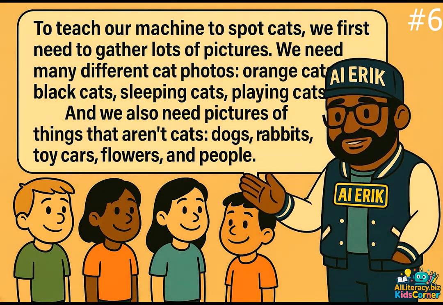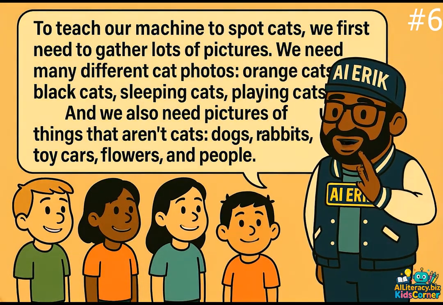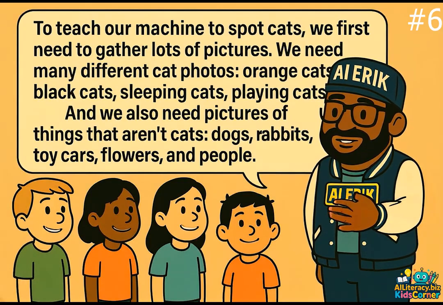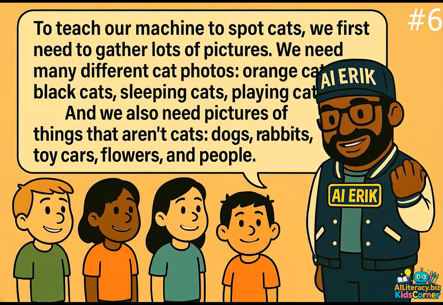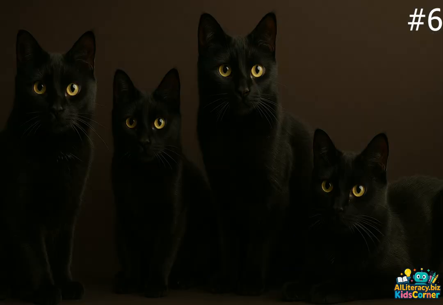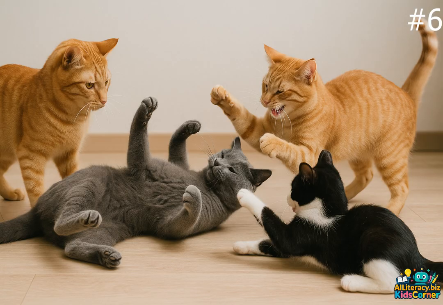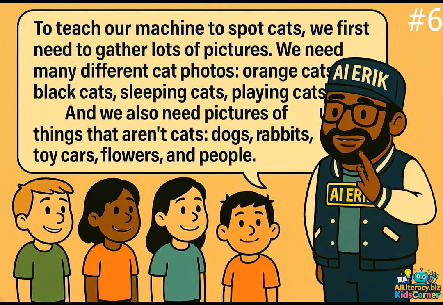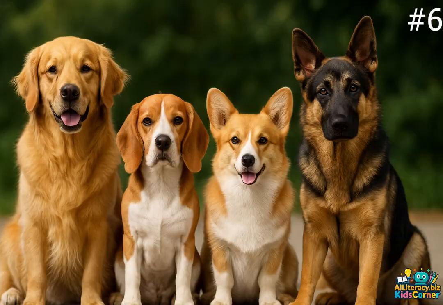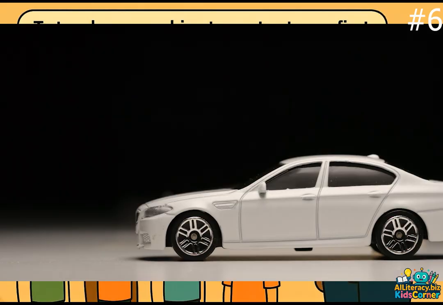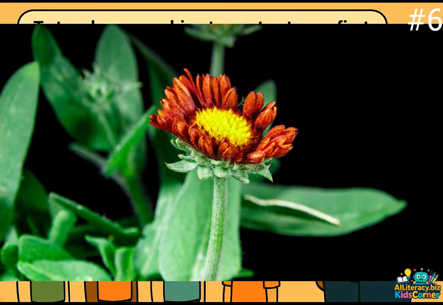To teach our machine to spot cats, we first need to gather lots of pictures. We need many different cat photos: orange cats, black cats, sleeping cats, playing cats. And we also need pictures of things that aren't cats: dogs, rabbits, toy cars, flowers, and people.